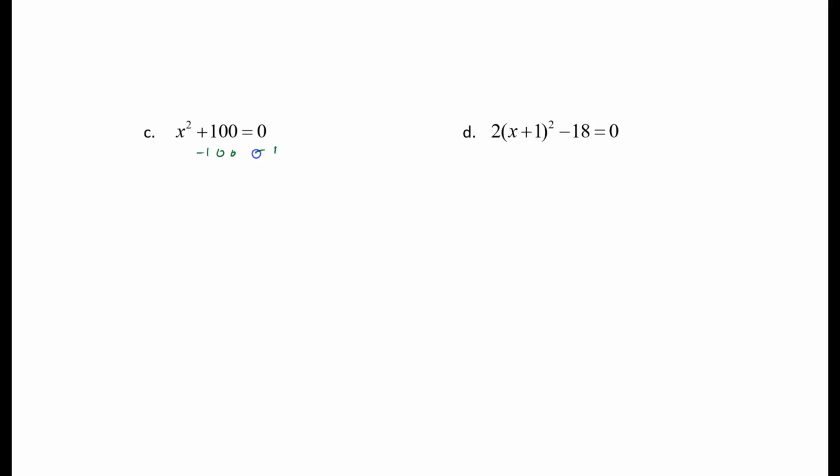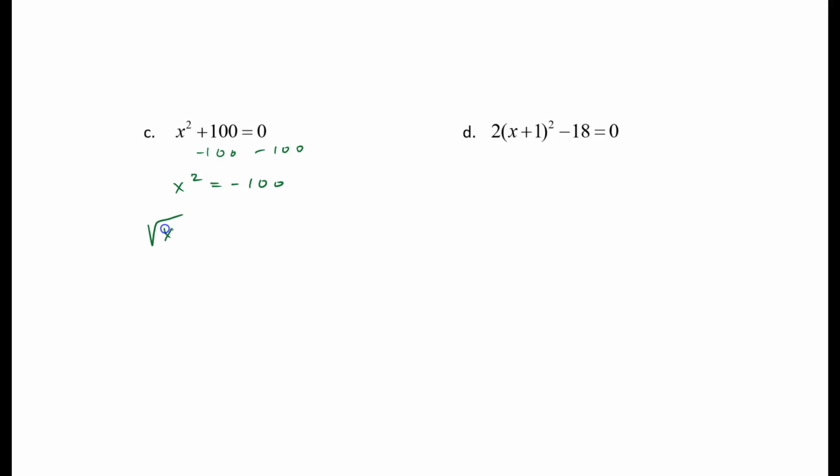Here, again, going to get that x squared by itself. x squared equals -100. Normally we would be unhappy with this problem because we're going to take square roots of negative numbers, but now that we know complex numbers, we can actually solve this.